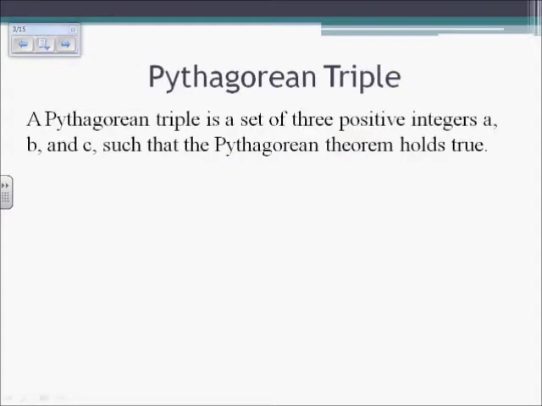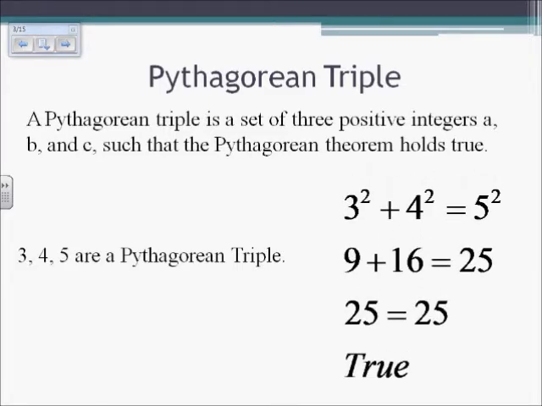Another definition: a Pythagorean triple is a set of three positive integers, A, B, and C, such that the Pythagorean theorem holds true. So an example is 3, 4, and 5. They are three positive integers, so they have to be positive numbers, that hold the Pythagorean theorem true. We can show that by saying that 3 squared plus 4 squared does in fact equal 5 squared. So if you're asked to find or solve for Pythagorean triples, or asked if you have Pythagorean triples, put it through the Pythagorean theorem, and if it's true, they are triples. If it's false, they're not.